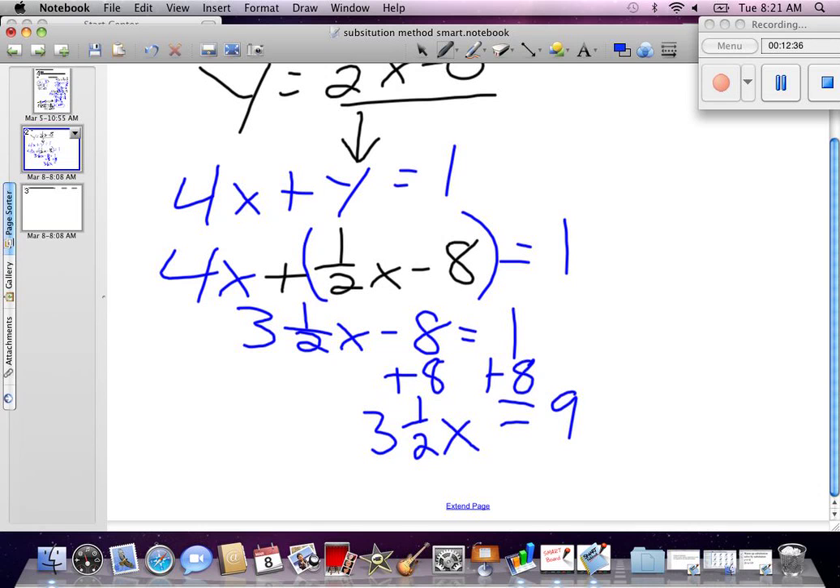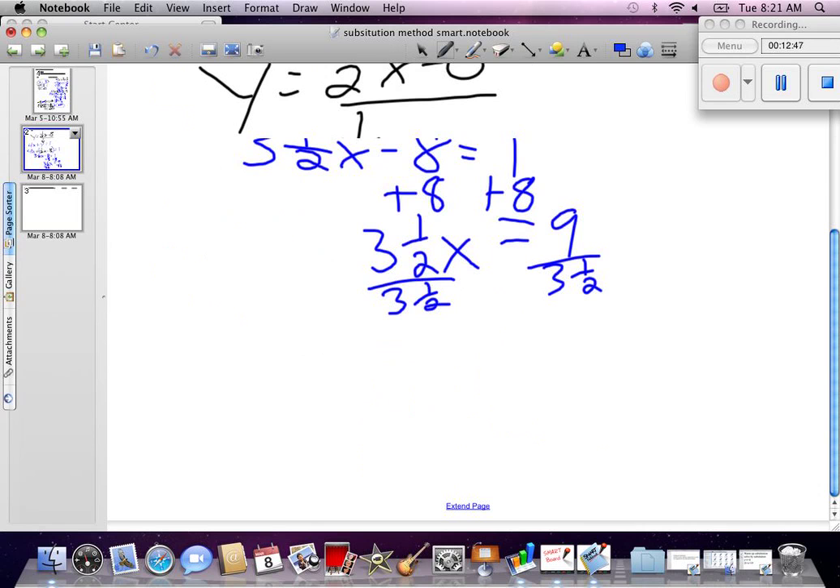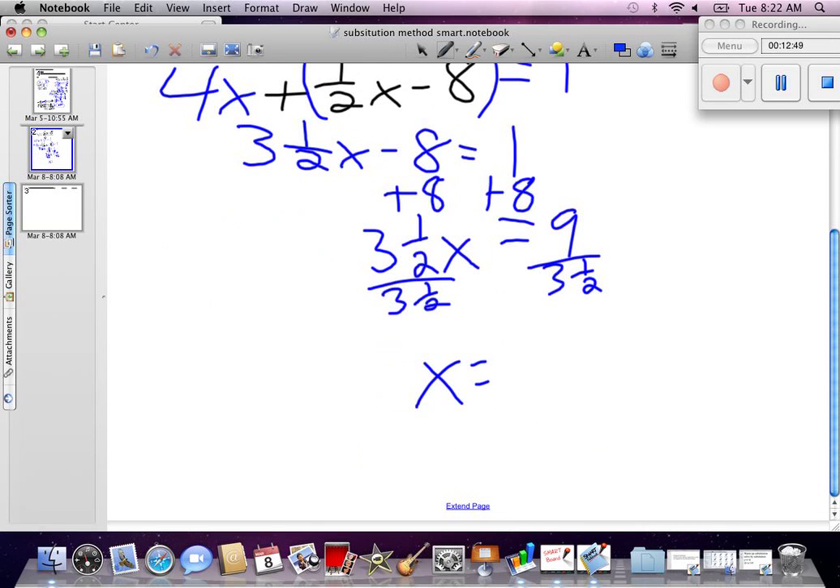So I get 3.5x equals 9. What do I do now, Anthony? Divide by 3.5. So I divide both sides by 3.5. And I'm left with x equals, got my handy calculator, 9 divided by 3.5. So I get 2.57, we'll round it to.